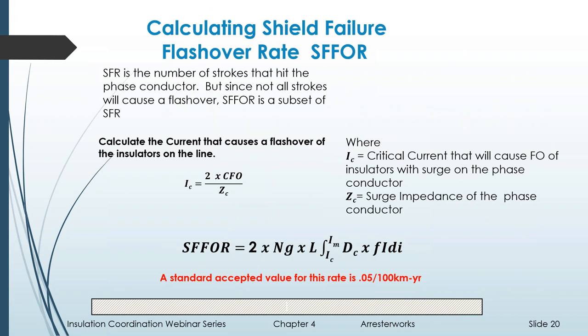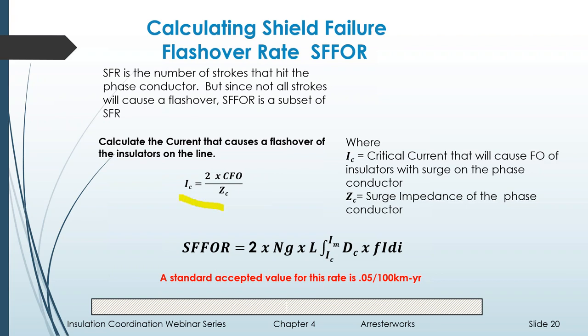Now, the shield failure rate isn't the end of the story, because there are current levels, say, below, depending on the insulation level on the line, you might be able to take a stroke to the right to the phase conductor of, say, a 5,000 amp stroke or a 6 or 8,000 amp stroke and still not cause a flashover. And the flashover is what really matters to me. So you could have a shield failure at very low currents and not have a flashover.